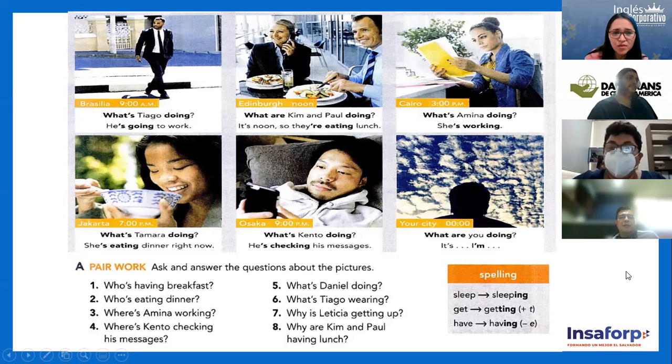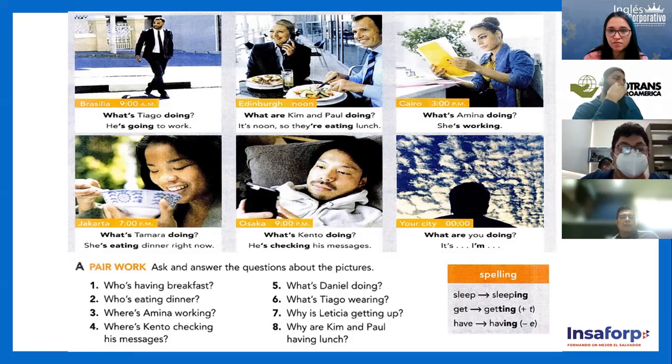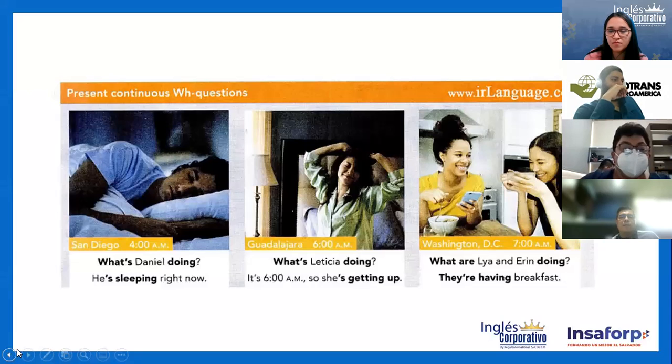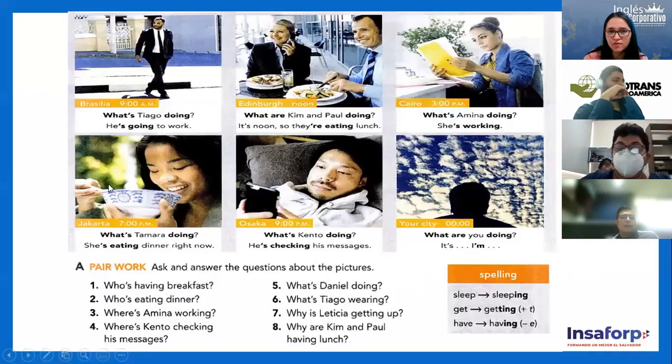Okay, what about Tamara? Where is Amina working? Ruth, tell me. Where is Amina working? Where's Amina working? Let's see if we have here the information. No, we don't have the place. They don't say. No dice acá. Cairo, dice. Cairo, Amina. Oh, yes, right. Yes, she's working in Cairo, right? Okay, thank you, guys. And that is how we form the questions.